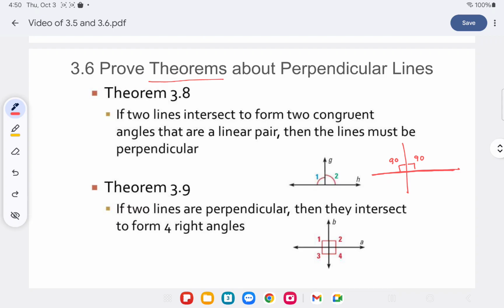The next theorem that you need to know is that if two lines are perpendicular, then they intersect to form four right angles. So perpendicular lines create right angles. Another thing to know.